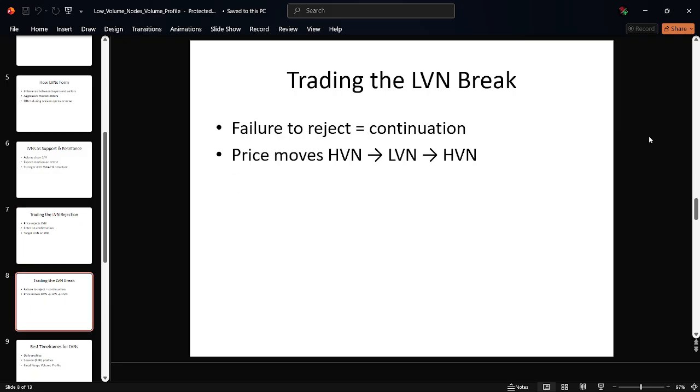Okay, so trading the LVN break, which is why I'm making this video. Failure to reject is a continuation lower. If you reject off of a higher time frame LVN, you can take a lower time frame inverse LVN as a continuation lower or higher, targeting a high volume node or the next low volume node. Like I said, price moves from a high volume node to a low volume node, and from a low volume node to a high volume node. The market is always looking for balance. If it's in imbalance, it's looking for the next balance, okay? If you always have that in your mind, it will make a lot more sense of what you're trading.